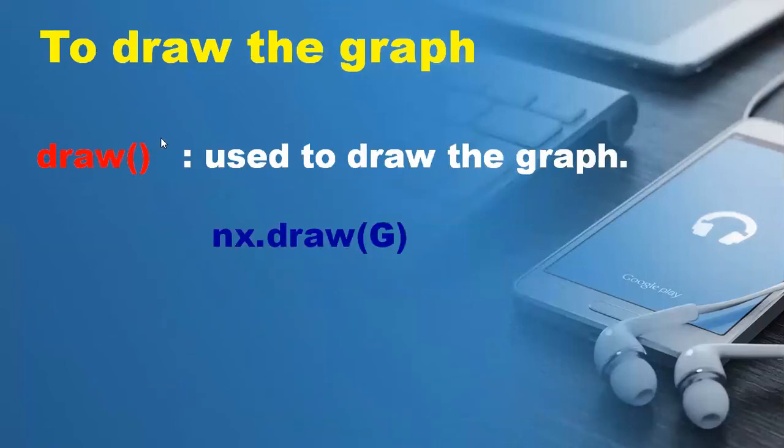Now there is another function, to draw the graph. To draw the graph, we have this function draw. Again, this function is used with the help of nx. So nx dot draw, and inside it we will be passing the parameter g, the graph. So when we have inserted the nodes and created the edges between them, and we have to see how our graph looks like, then we will use this function to have the pictorial representation of the graph.